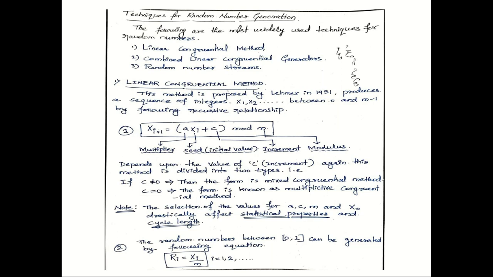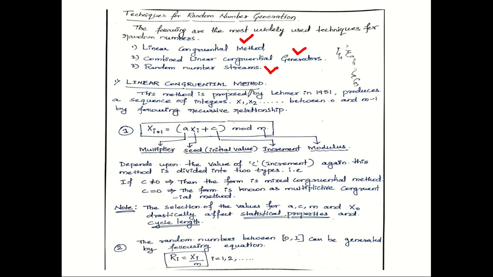So, techniques for random number generation. The following are the most widely used techniques: linear congruential method, combined linear congruential method, and random number streams. In this video we are going to discuss the linear congruential method and different random number testing techniques.